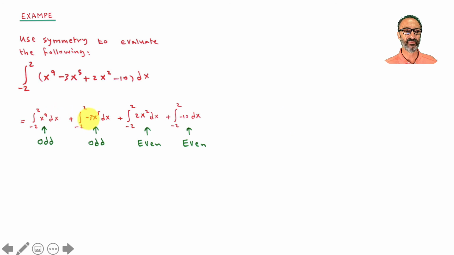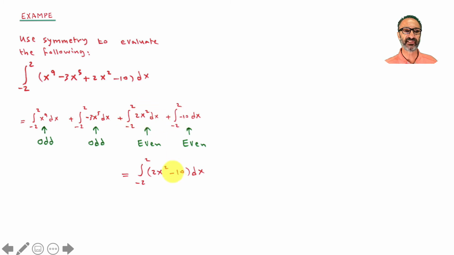This is odd. This is even. This is even. Negative 10 is a horizontal line, symmetric about the y-axis. So by knowing that, this is going to go away. That's going to be 0. That's going to be 0. I don't have to worry about them. I'll just worry about these and integrate them, and that's it.